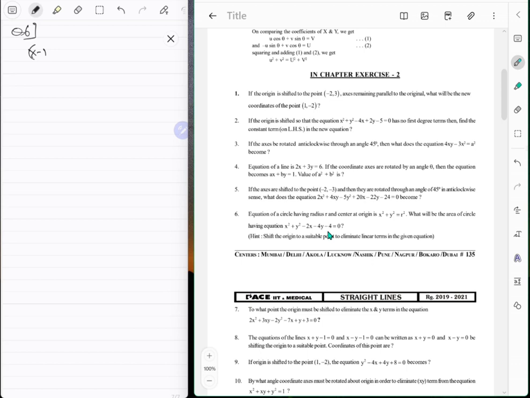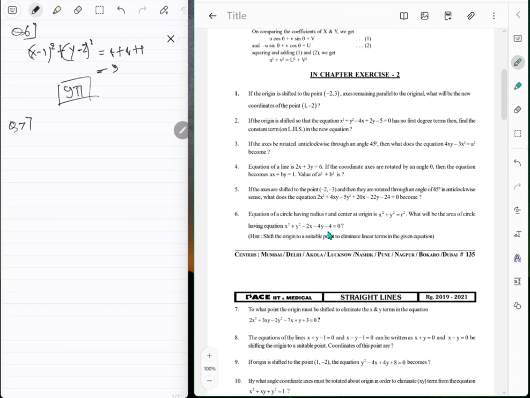Okay, equation of circle having radius r and center at origin is this thing. What will the area of the circle having this as the equation? So it's just x minus 1 squared plus y minus 2 squared, and that thing equal to 4 plus 4 plus 1, which is 9. So it's 3. The radius is 3. Oh, we want the area, it's pi r squared. So it's 9 pi.